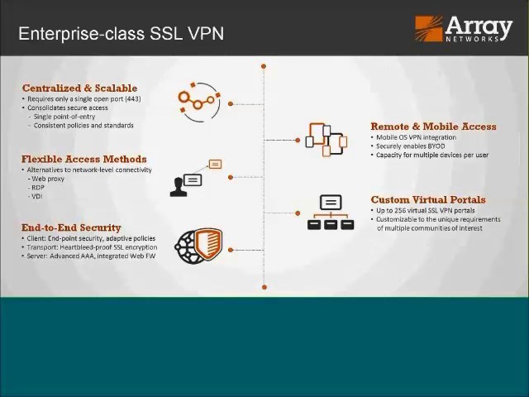End-to-end security. I did talk about how just that SSL or IPsec encrypted tunnel is security for data in transit. What you want is an SSL VPN that's got end-to-end security. So on the client, you're looking for powerful tools there, endpoint security, adaptive policies. Of course, the transport: one of the things that we like to highlight for the Array solution is that we use SSL for security for data in transit.